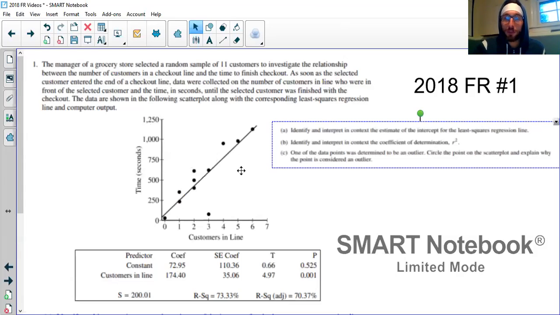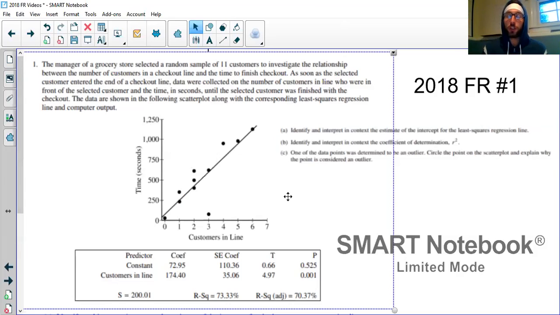So I like this question because we're going to use it to really cover a lot of the fundamentals of regression, a lot of the basic skills: interpret slope. Well, that's not in the question, but we'll do that. Interpret slope, y-intercept, r-squared, talk about outliers, look at a computer output, how to write the equation, identify slope and intercept. So this is a good little quick review question.